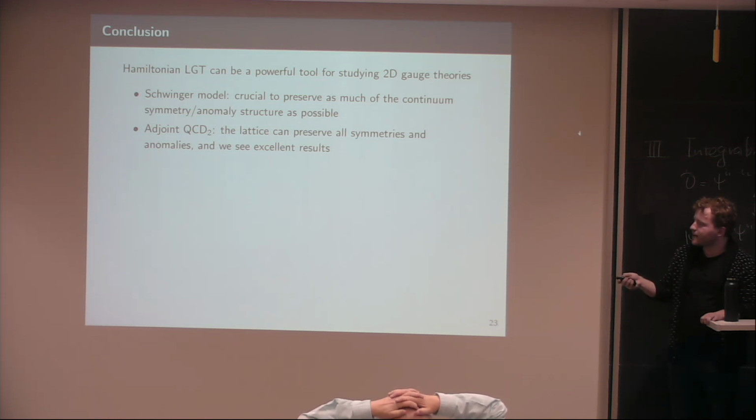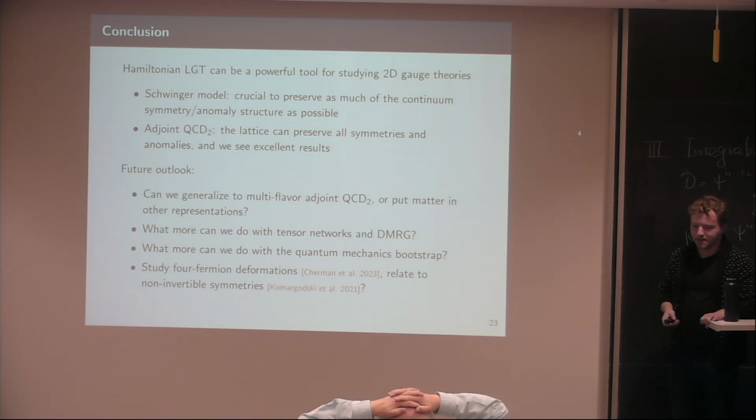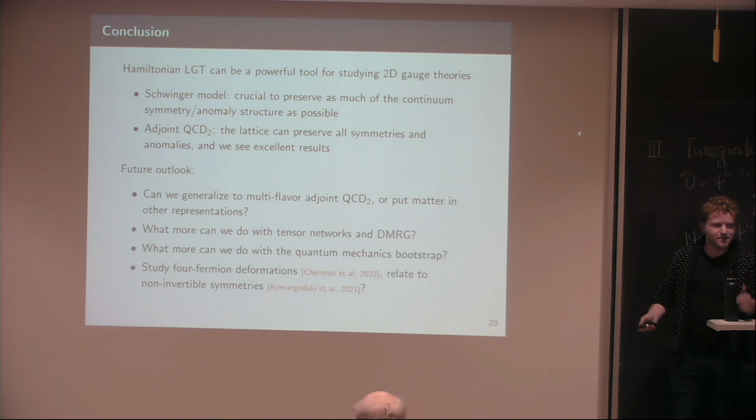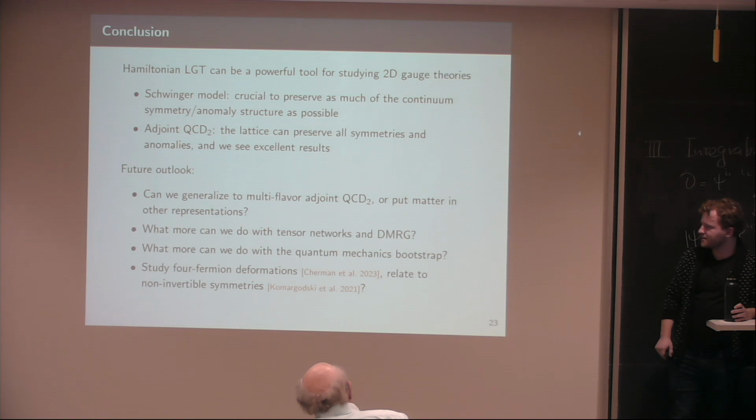And so in the future, we have lots of things we want to do. We want to generalize to more flavors of adjoint fermions, looking at some of the other models Federer was discussing. There was a nice paper on this recently from a group in Belgium, looking at the two-flavor case and its phase structure. On the numerical side, there are all sorts of nice tools we'd like to apply: tensor networks, DMRG, the quantum mechanics bootstrap. All these might give us new capabilities to go to more than 6 sites, which would be nice. In addition, there are the 4 fermion deformations, which we've talked about already. There's some interesting physics there, and how these relate to the non-invertible symmetries that Zohar and friends have discussed. Also interesting questions for the future, but I'll stop there.